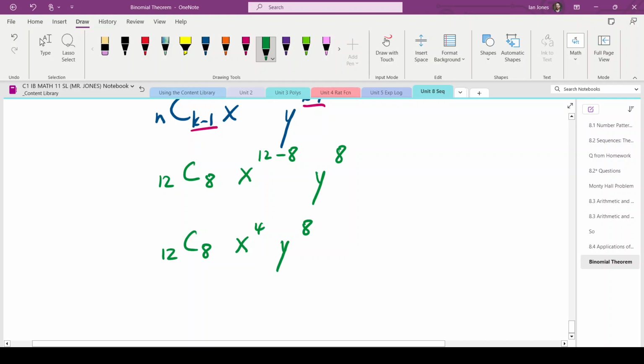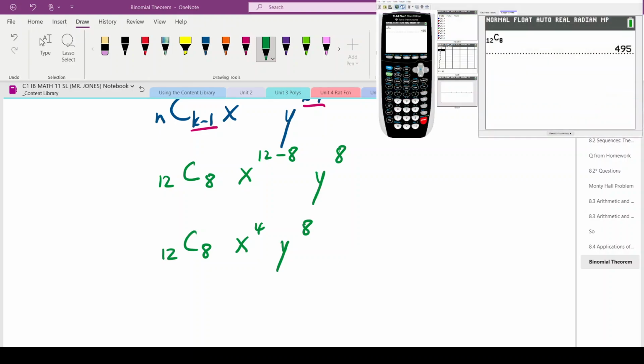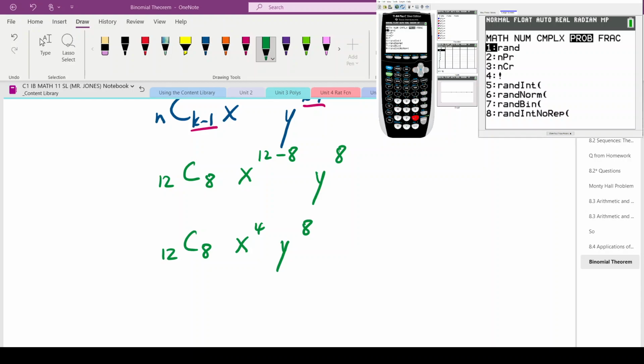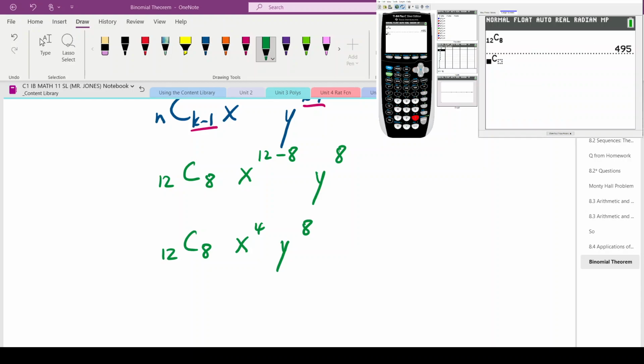Now I could do that without a calculator pretty easily, but let me do it with a calculator just to review that. So I'm going to bring up my calculator here. I'm coming to math. I'm going over to probability, and I'm coming to nCr. And I'm going to put 12 C 8. Well, that's what we already did. That's funny. 12, and over here I'll put an 8. Enter. Obviously, I get 495 again.